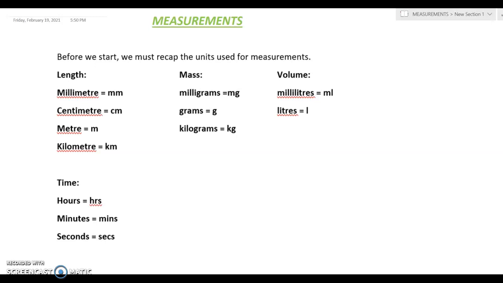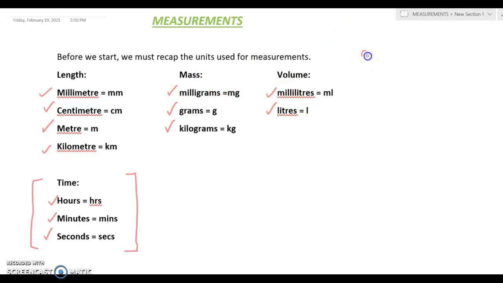Now we're just going to do a little recap first. So the units used for length, which you all would know already, just a quick recap: millimeters, centimeters, meters, kilometers. For mass, milligrams, grams, kilograms. Volume, milliliters and liters, most common ones. And time, we use hours, minutes and seconds. Now we will get into the time questions a little bit later on, right?